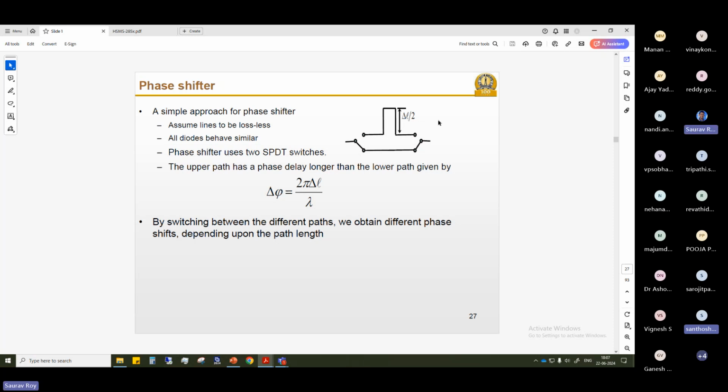Here? Yeah, yeah. Right, right. What is this? How is this? What is this wave?